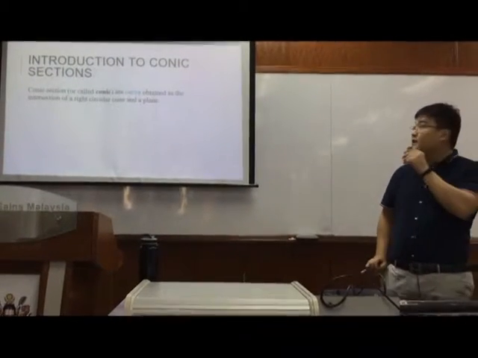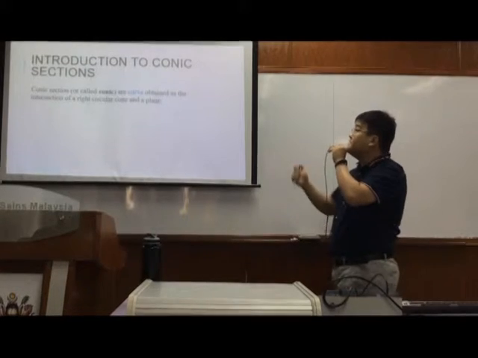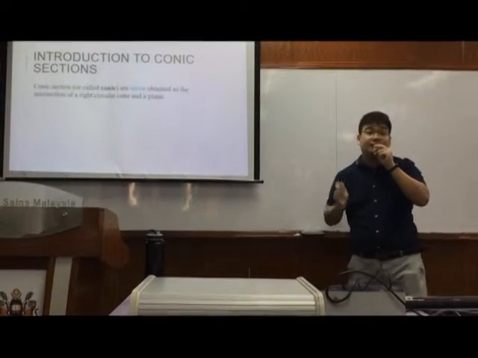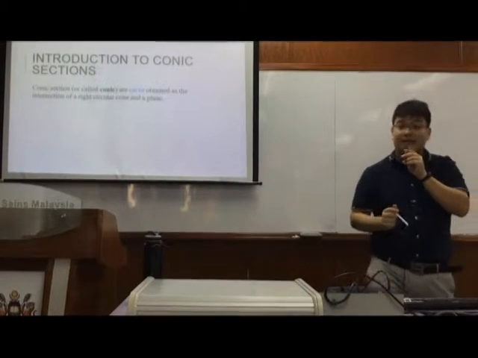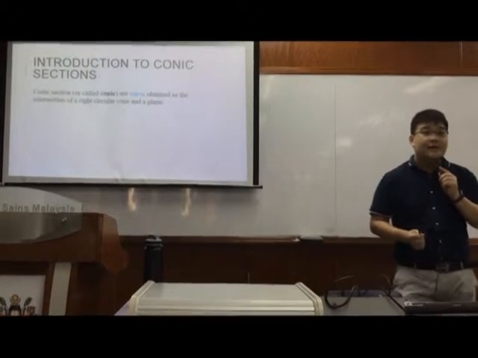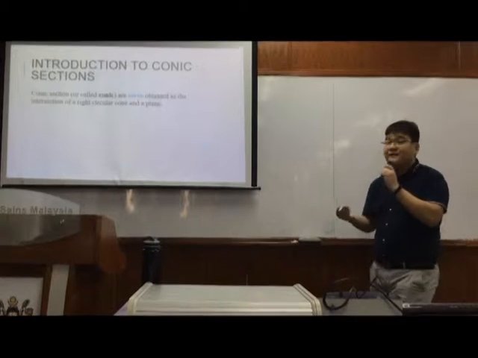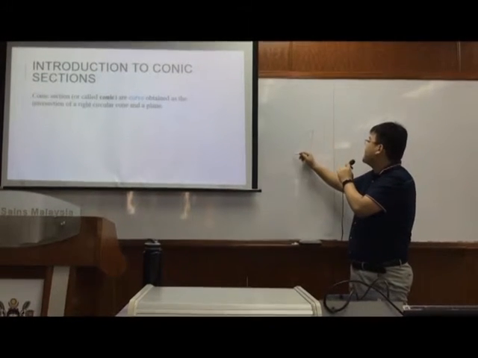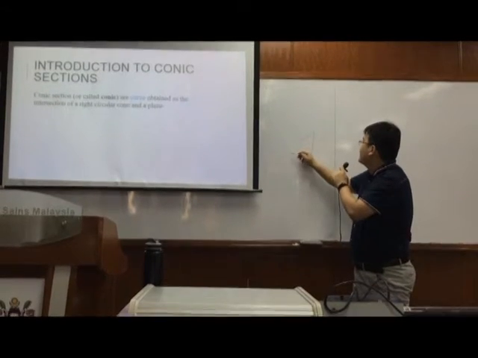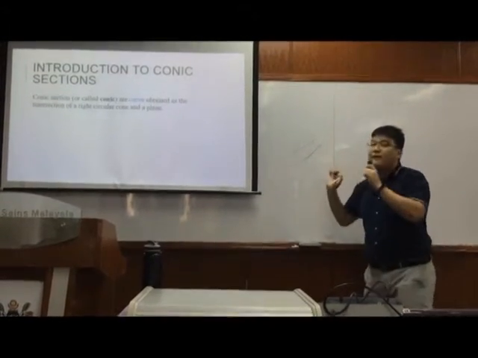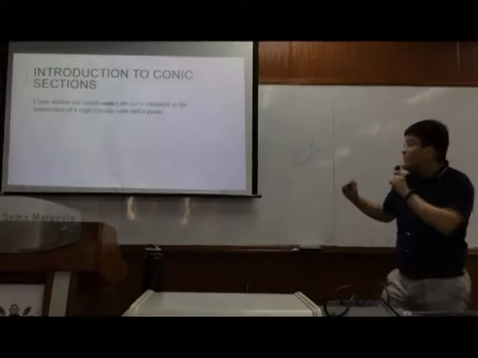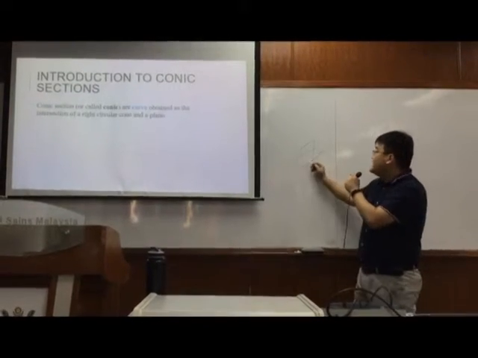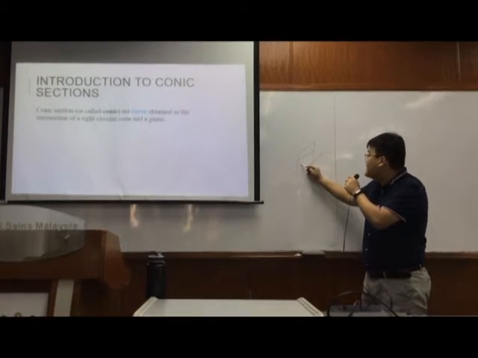So what is conics? Conic sections, or so-called conics, are curves obtained as the intersection of a right circular cone and a plane. Imagine two planes first. This is plane 1, this is plane 2. When they intersect each other, you will obtain a line. The intersection between two planes is a line.